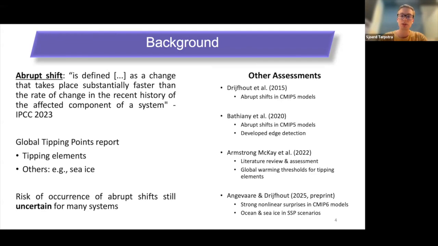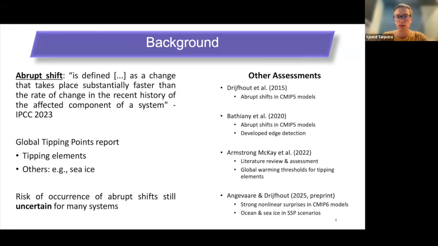Five years later, Sebastian Bathiany, one of the co-authors of this paper, wrote a paper on developing methods to automate searching for abrupt shifts in climate models. That's the so-called edge detection, which is the method we use in this paper. And they also scanned the CMIP5 models with that method and obtained similar results as the Drijfhout paper.